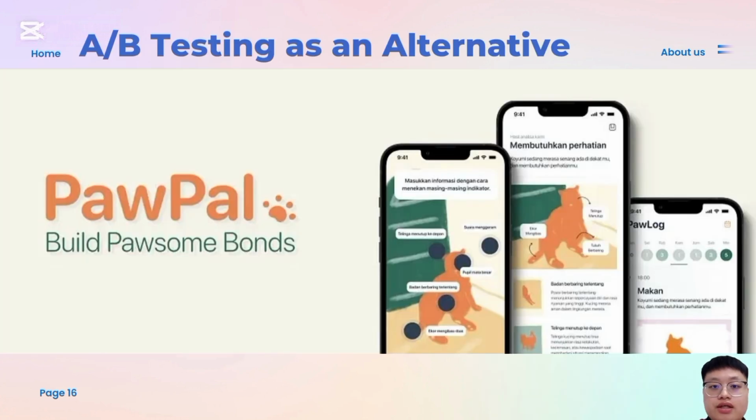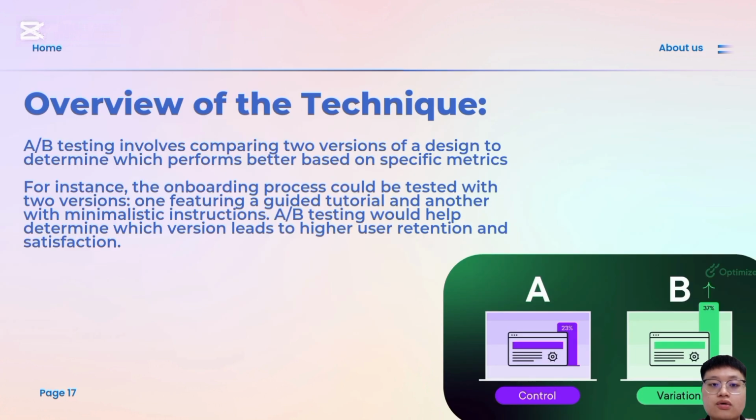We are going to showcase A/B testing as an alternative. So what is A/B testing? A/B testing involves comparing two versions of a design to determine which performs better based on specific metrics. For example, an onboarding process could be tested with two versions, one featuring a guided tutorial and another featuring minimum instruction. A/B testing would help to determine which version leads to higher user retention and satisfaction.